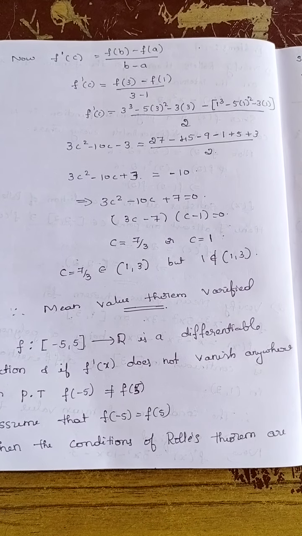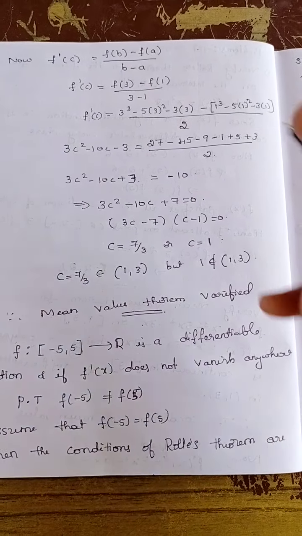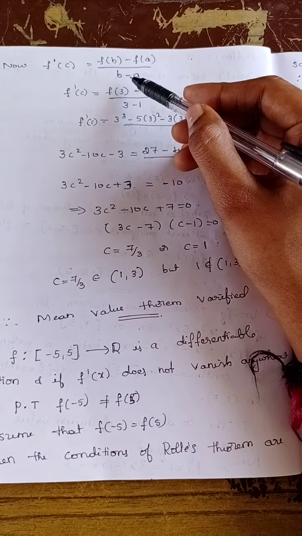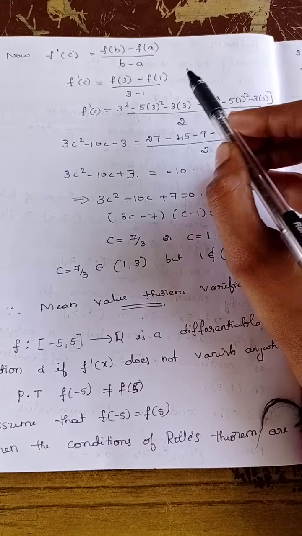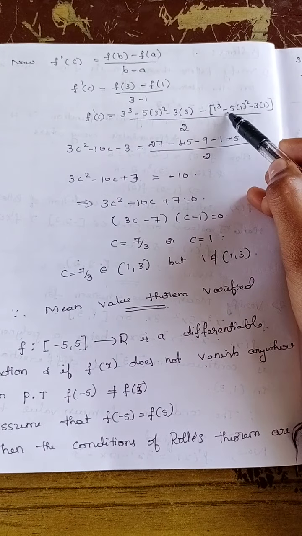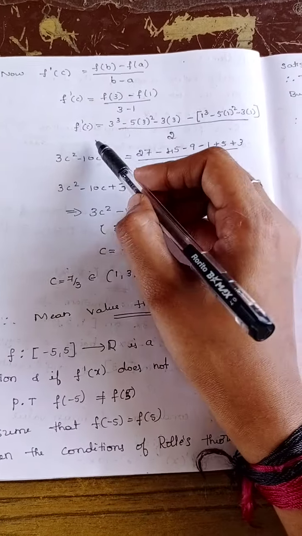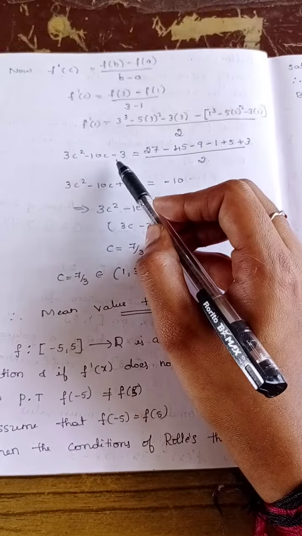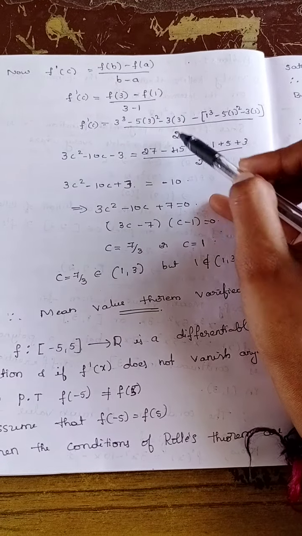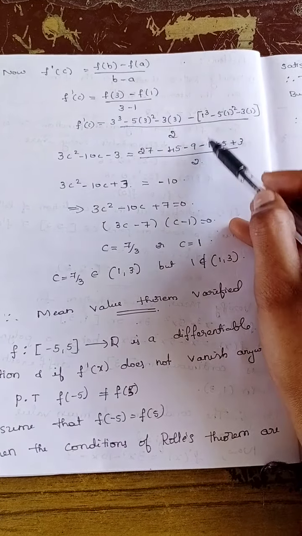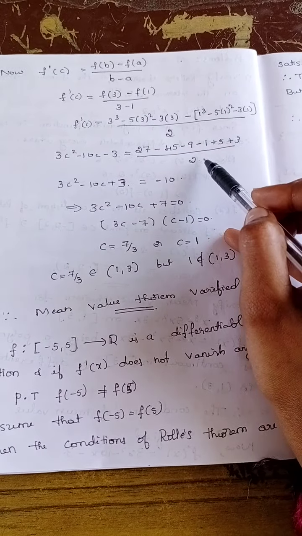So f'(c) is equal to f(3), where the b value is 3, minus f(1), divided by 3 minus 1. Substitute 3 in the f(x) value, that is 3 cube minus 5 into 3 square minus 3 into 3, minus, substituting 1 in f(x), 1 cube minus 5 into 1 square minus 3 into 1, divided by 3 minus 1, which is 2. And f'(c) is equal to 3c square minus 10c minus 3, that is equal to 27, 3 square is 9, 9 fives are 45, 3 threes are 9, minus 1 cube is 1, minus into minus plus 5 ones are 5, minus into minus plus 3 ones are 3, divided by 2.